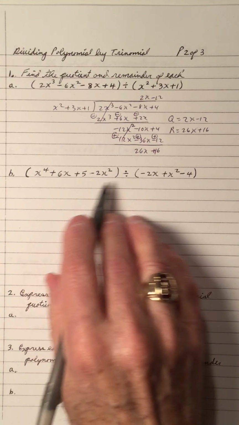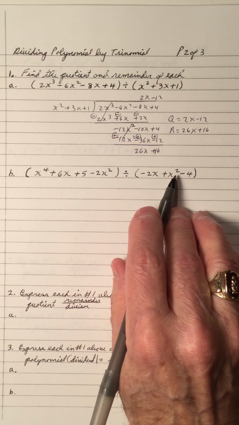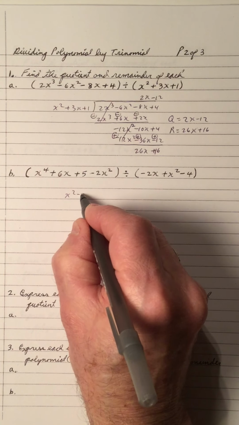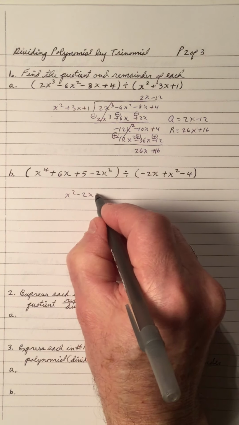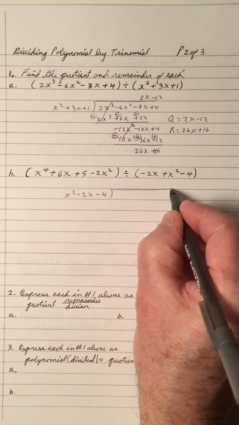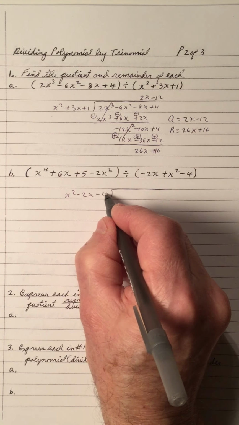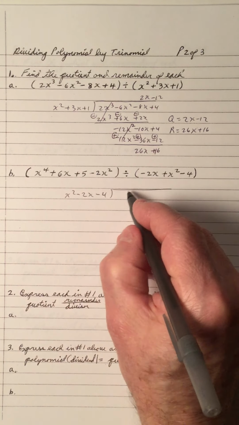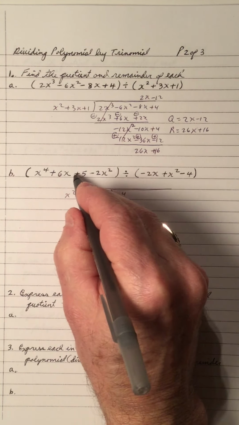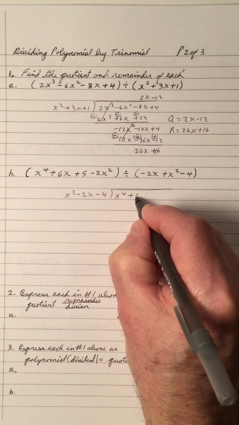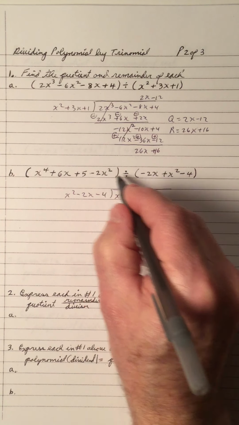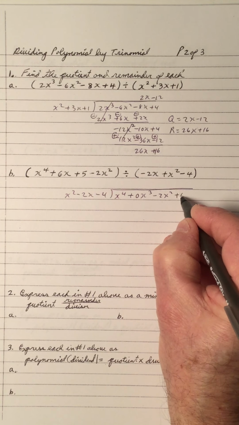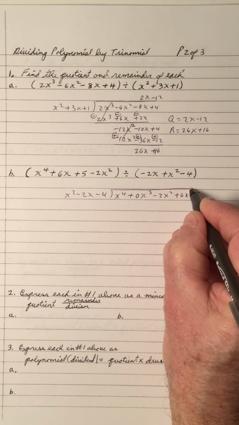B, I note we're going to divide, so this one goes first, and in descending order, x squared goes first, then the negative 2x, and then the minus 4. That's a 2, 1, constant on the end is 0. And I look for the highest degree here, 4, so x to the 4th. Notice there's no x cubed, so there's 0x cubed, minus 2x squared, plus 6x minus 5.